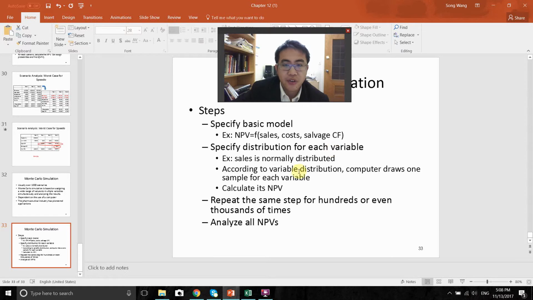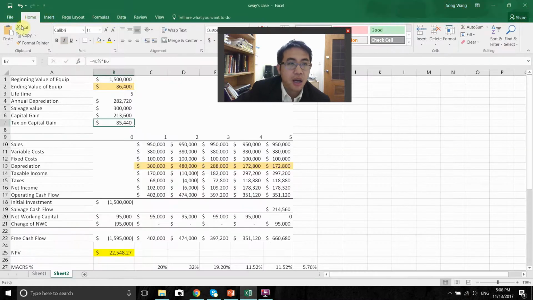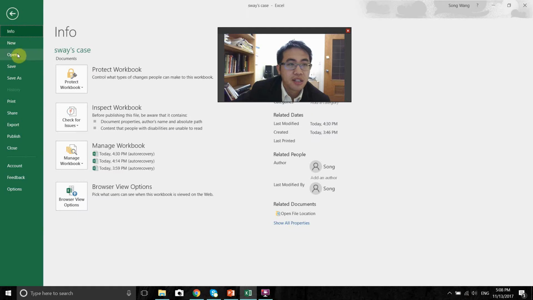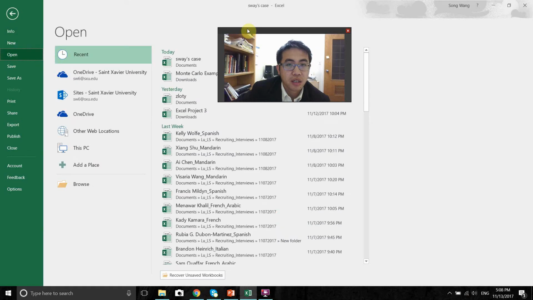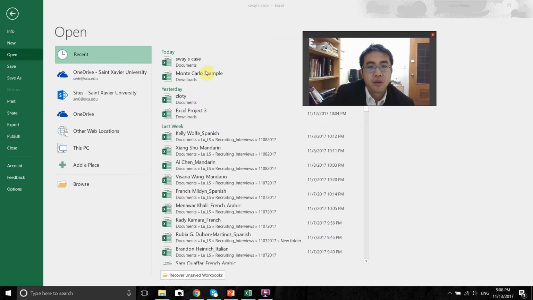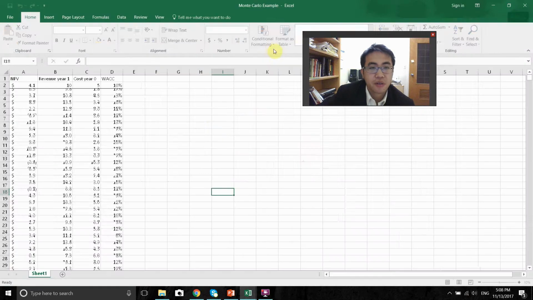According to each variable's distribution, you draw one sample for each variable. So for sales, you would have one value, and for unit cost, you have another value, and then you calculate NPV. Then you repeat the step hundreds or thousands of times, and you analyze all the NPVs. And I do have an example of a Monte Carlo simulation, and I have posted it on your Canvas.